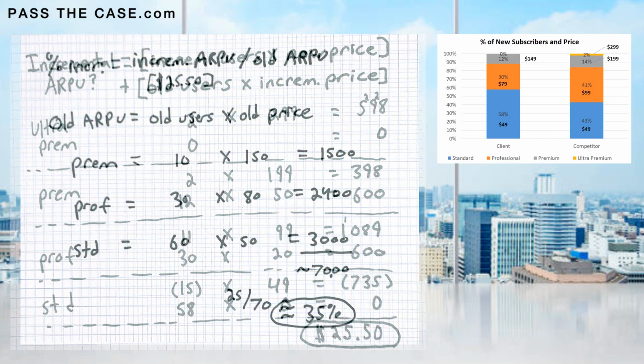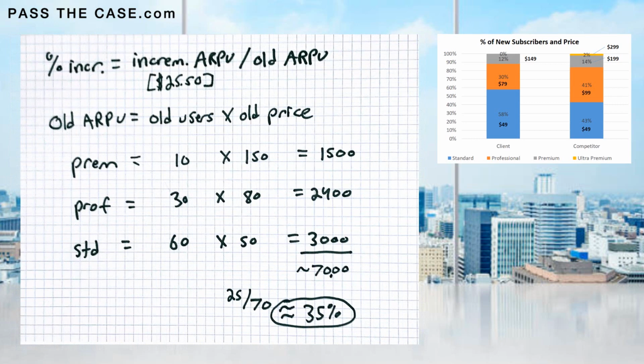And so with that, let me go ahead and estimate the percentage increase this represents. So to do that, I'll just take the incremental ARPU of $25.50 I just calculated and divide that by the old ARPU. All right, so the old ARPU will just be the old users multiplied by the old price. So since the client never had an Ultra Premium package to start with, I'll just start with the Premium package. And since the client just wants an estimate, okay, so that's 10 old users times $150, which is $1,500.